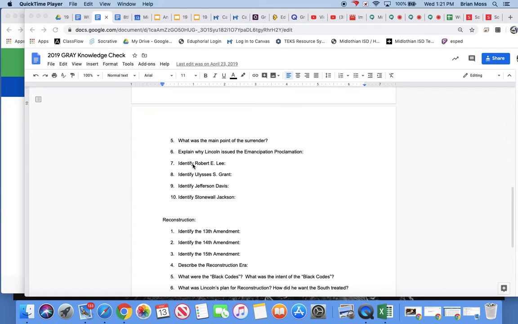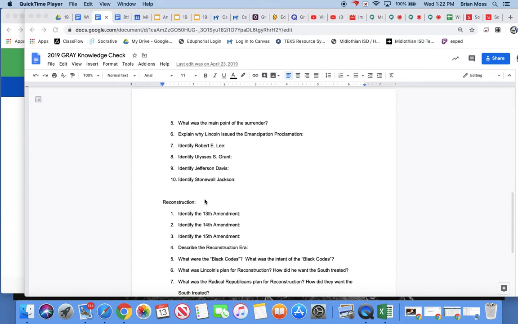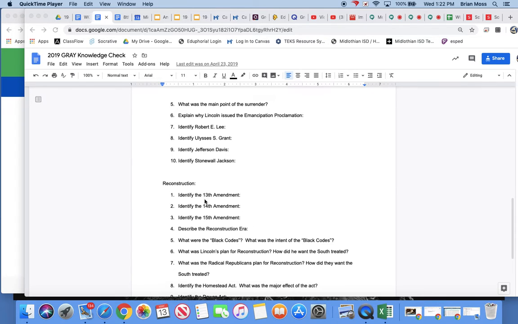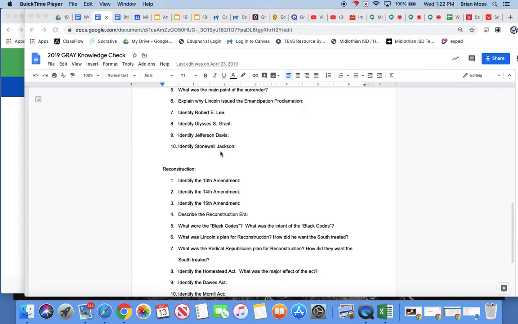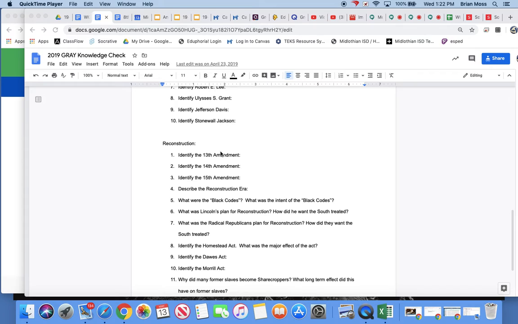Identify Robert E. Lee. Robert E. Lee is the general and commanding officer for the South. Ulysses S. Grant is the commanding officer for the North, eventually, took him a long time. And then identify Jefferson Davis, president of the South, elected when the South seceded. Identify Stonewall Jackson, was the commander for the Southern Confederates, and was very smart and stubborn and was not going to surrender.